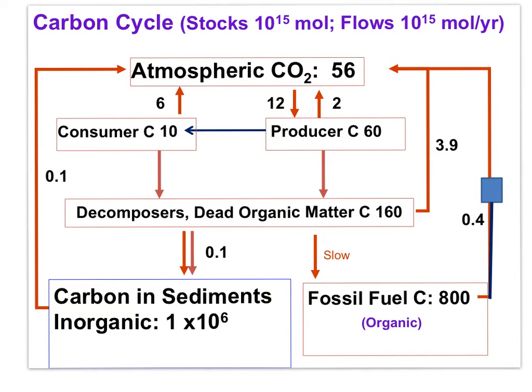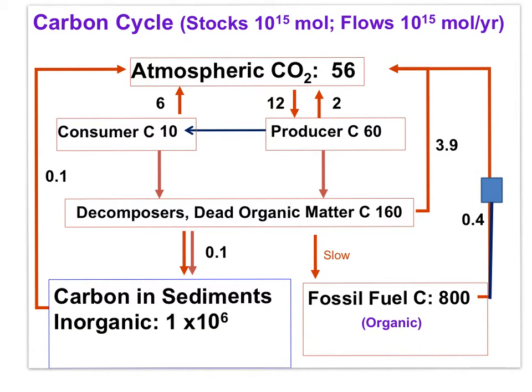Let's start with a schematic diagram of the carbon cycle. The advantage of this diagram is that the storages are clear. Atmospheric carbon dioxide is here, the carbon within autotrophs, the carbon within consumers, the carbon within decomposers, and the carbon within fossil fuels, all clearly displayed. The unit for the storages is 10 to the 15th moles. The flows are displayed as arrows with rate units of 10 to the 15th moles per year.